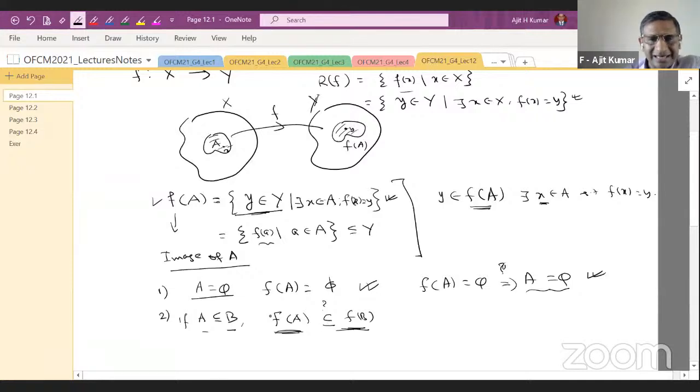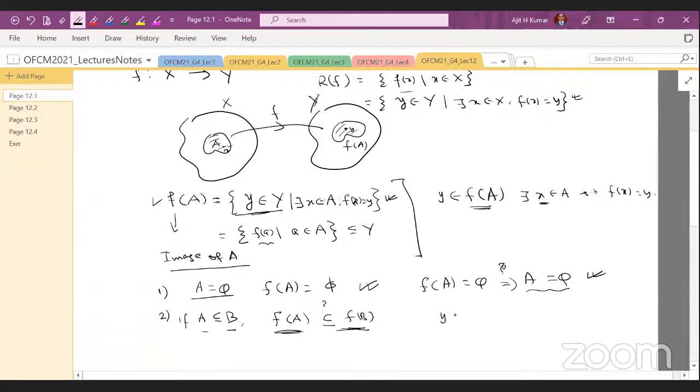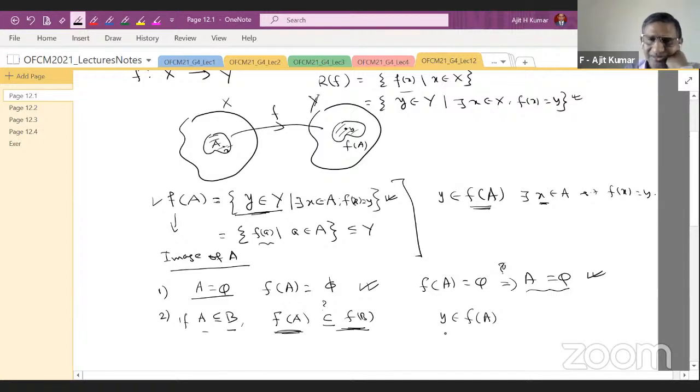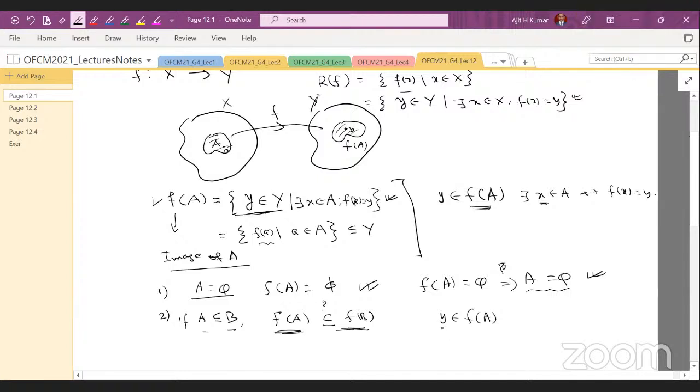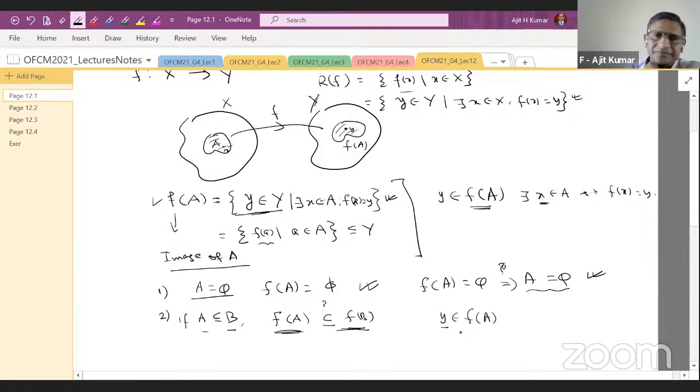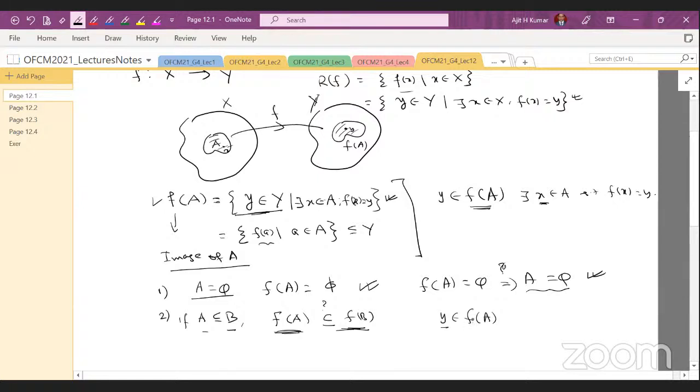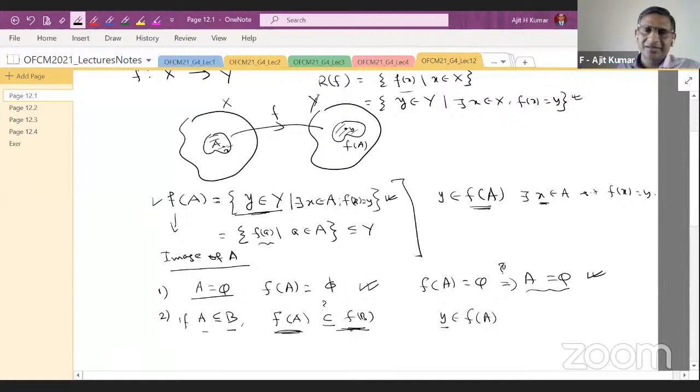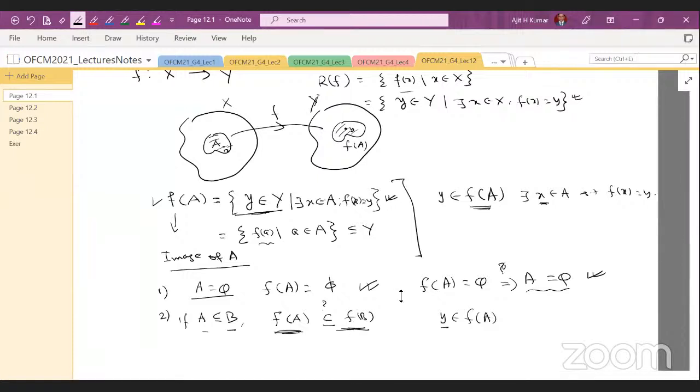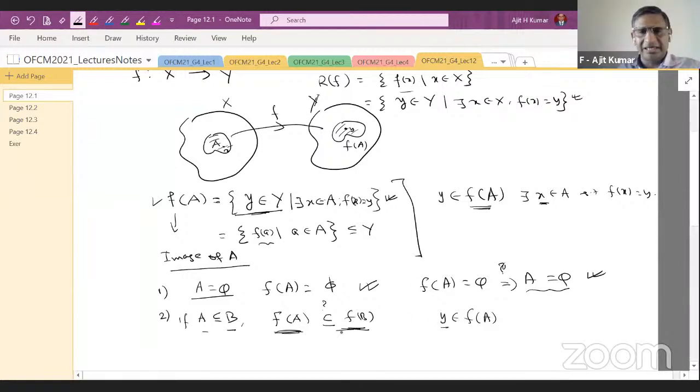We have to start with an element in f of A, right? Yes. Take an element in f of A, if it exists. If there is no element in f of A, what does it mean? It means it's an empty set. F of A is the empty set. If f of A is empty, then is it a subset of f of B? Yes. Fine. So in case f of A is empty, this is always a subset of any set. We already know that, right?